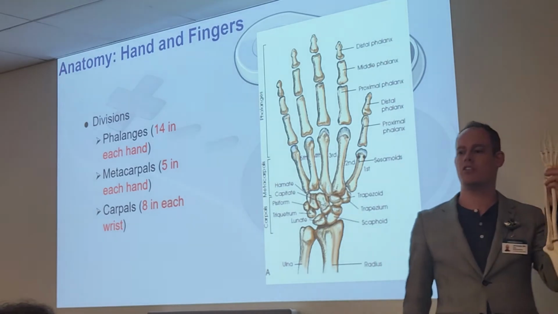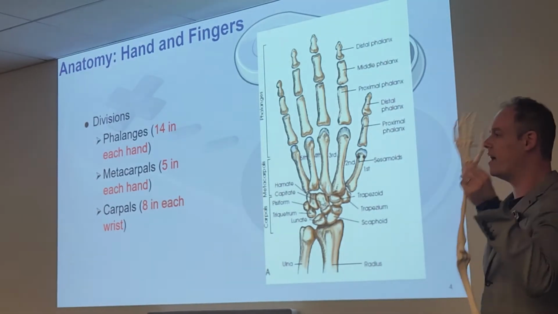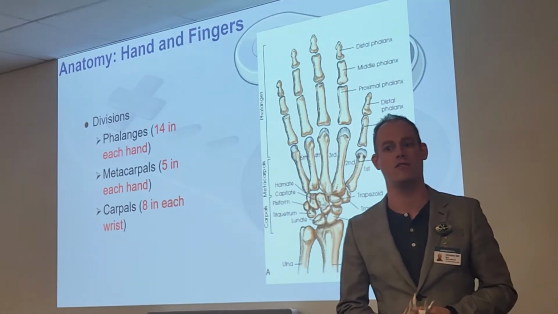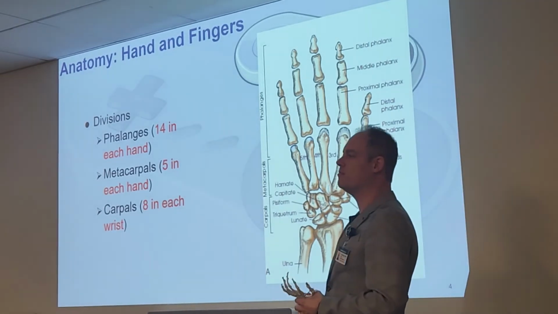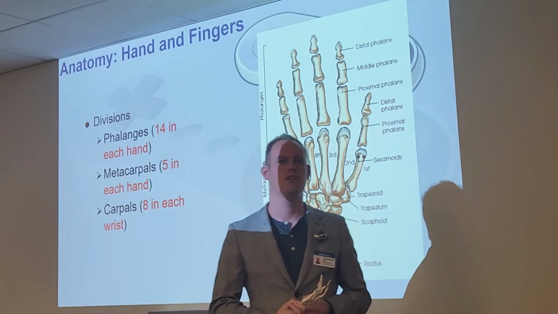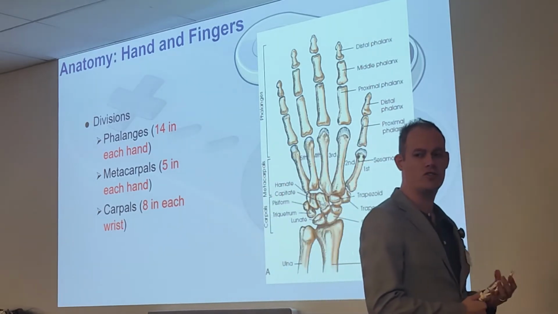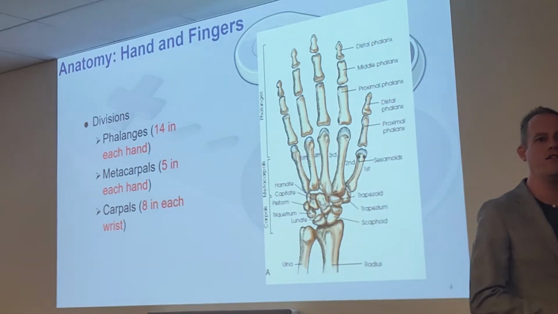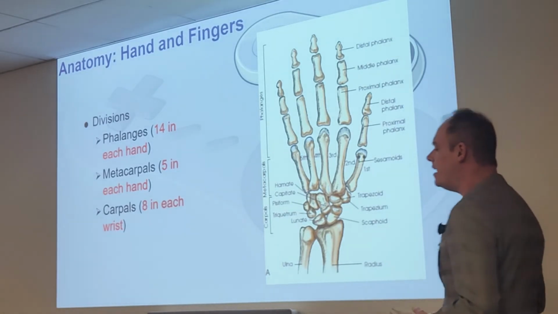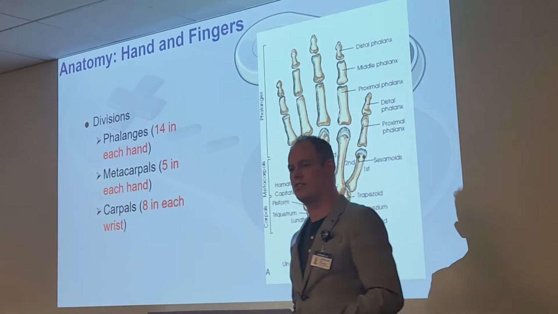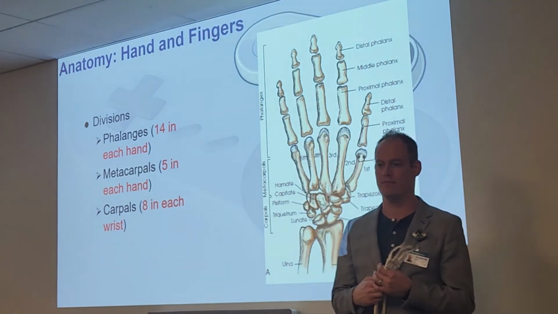Those are the little tiny wrist bones we just talked about, those little short bones. We have 8 carpals in each wrist for a total of 16 in the entire human body. Very important numbers to remember on all 3 of those divisions. 14 phalanges in each hand for a total of 28 in the body. 5 metacarpals in each hand for a total of 10 in the body. And 8 carpals in each wrist for a total of 16 in the human body.